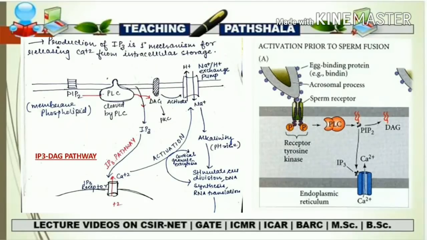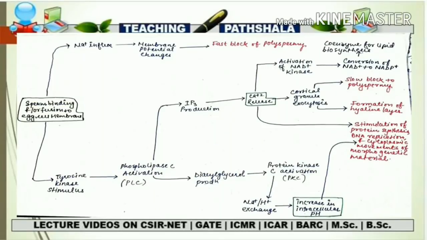So the activation of this sodium hydrogen exchange pump is done by both the DAG as well as the calcium ion. This is the overall representation of how the fast block of polyspermy and slow block of polyspermy are going to occur, what the role of IP3 is, and what will happen after the release of calcium. So you can pause the video and go through this pathway.